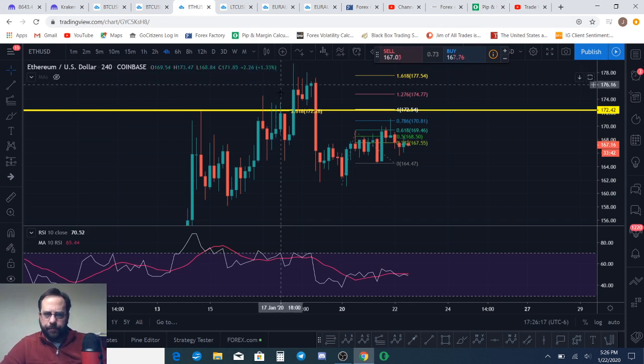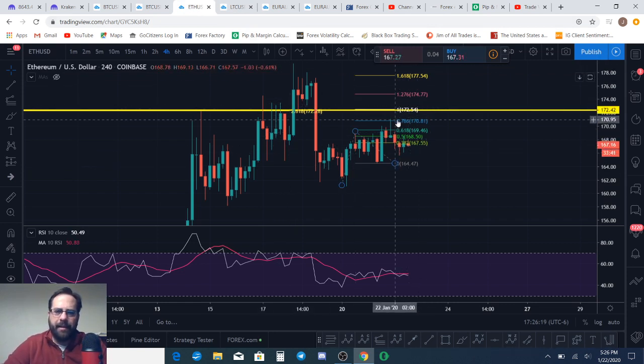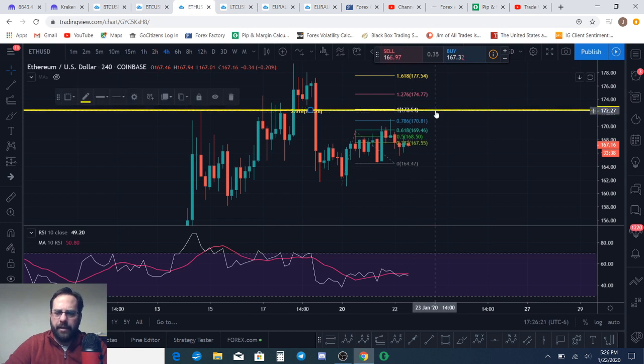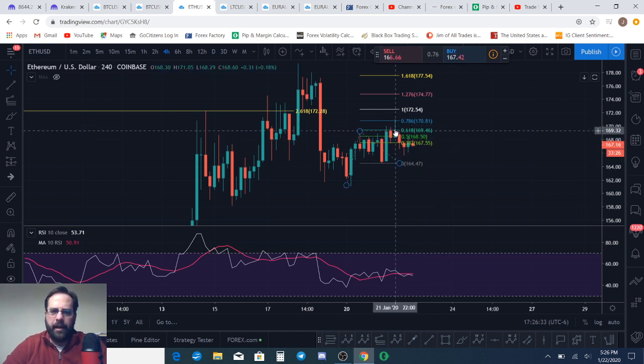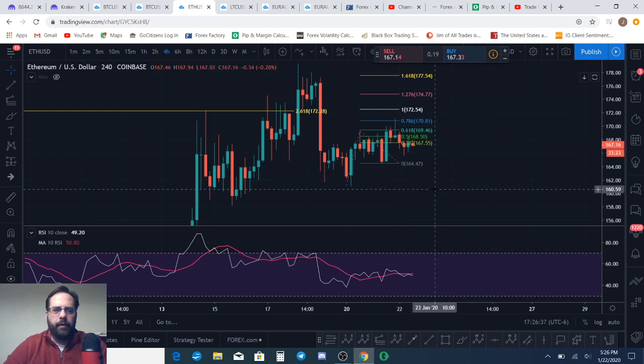Ethereum, on the other hand, has hit the 786. It did not make the 1-to-1 extension here. I was expecting it to at least get up there. It did not get up there, so I'm not sure if we're going to get another push to the high or we're going to just correct, because the 786 would be just fine. It could go to that extension. It wouldn't be any problem with that. So anyway, that's where we are, guys.